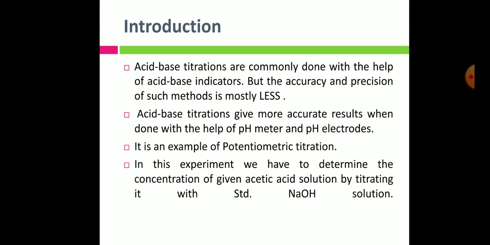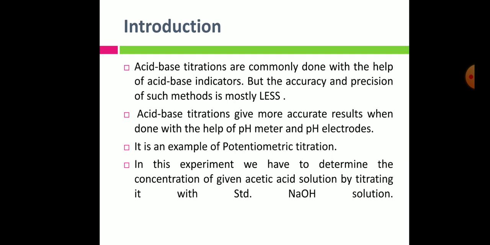Now this titration is an example of a potentiometric titration. Potentiometric titration is a volumetric method in which the potential between the two electrodes is measured as a function of added reagent volume to the analyte solution. There is no need of indicator, the titration is not stopped at the equivalence point, and the volume of the standard reagent consumed to reach the equivalence point is not seen through the burette, but it is determined graphically by plotting the titration curve. In this experiment, we have to determine the concentration of given acetic acid by titrating it with standard NaOH solution.